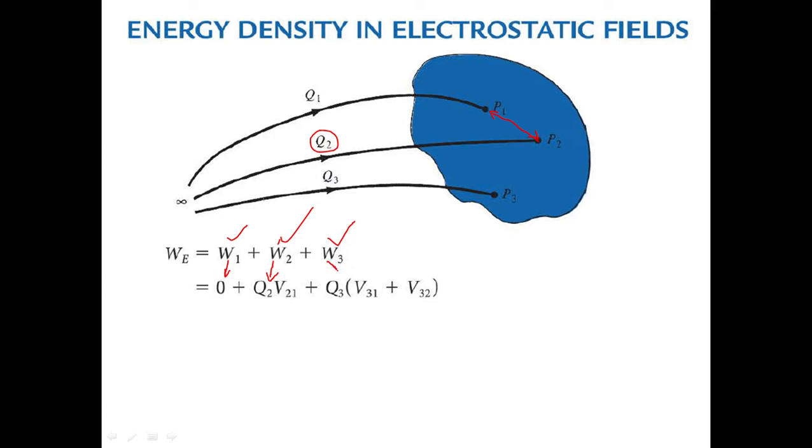Now next, when we get charge Q3, the work done will be Q3 into the potential difference between 1 and 3, because the charge at 1 was already there, and Q2 is also there now, so we have to consider the potential difference between 2 and 3 also. So that is what is written here, V31 and V32. Suppose we write Q4, how will we write? It will be plus Q4 into V41 plus V42 plus V43, right? I hope you understood.